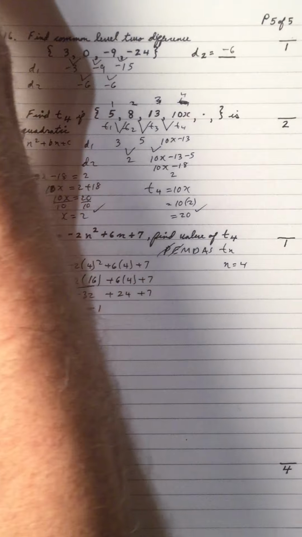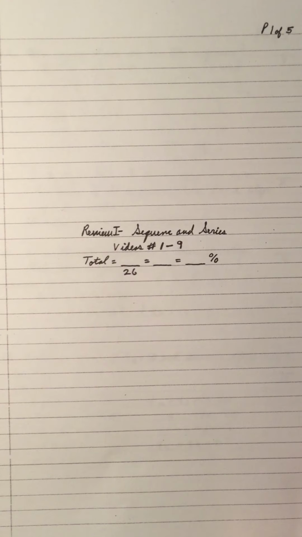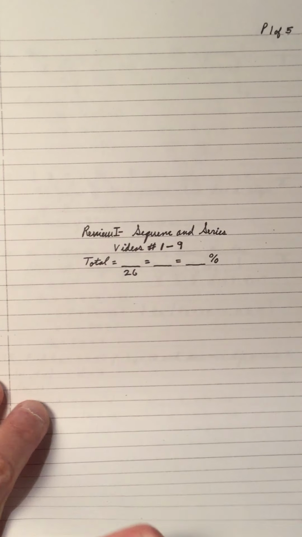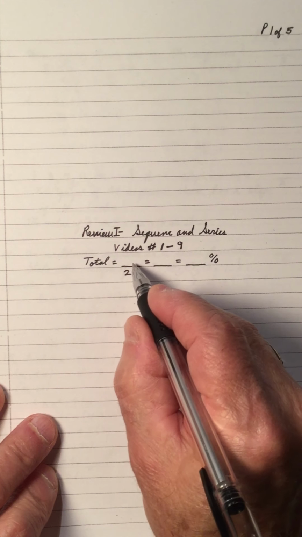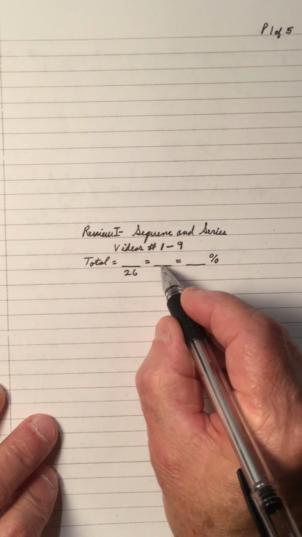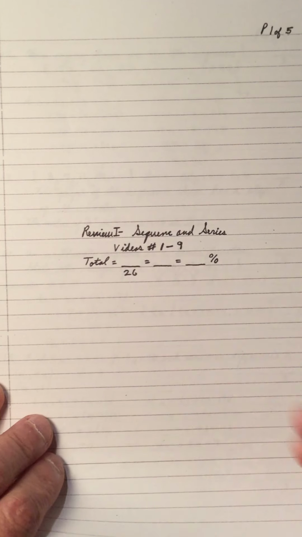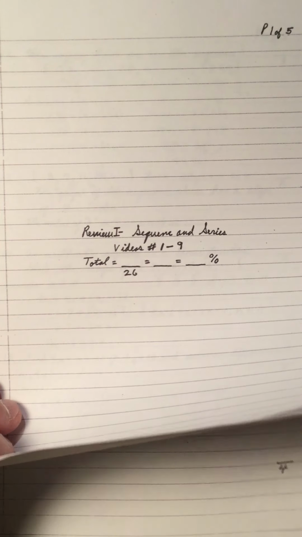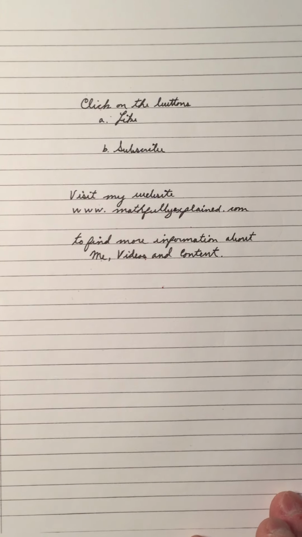And if you total up all your pages, take all your pages and total them up. When you do, then you put your mark over 26, divide the denominator into the numerator with a calculator, change it to a decimal, move your decimal 2 places to the right to get your percent, and see how well you did on the videos from 1 to 9.